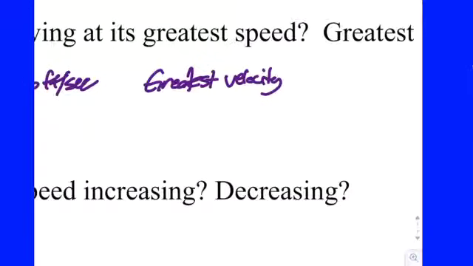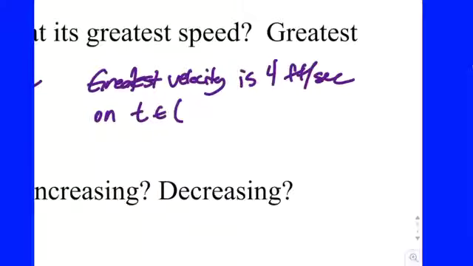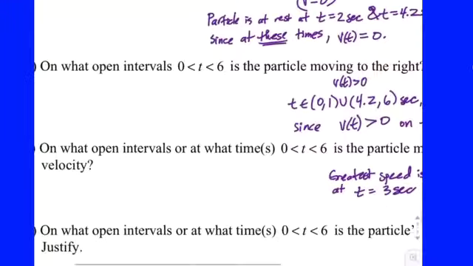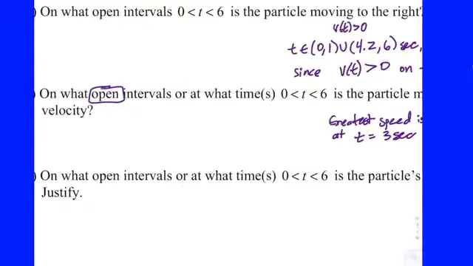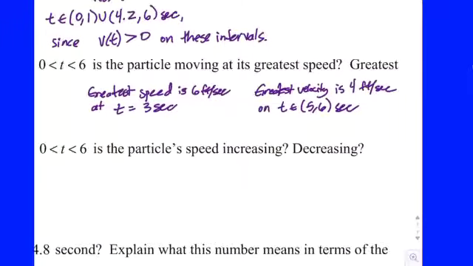So the greatest velocity is 4 feet per second on the interval t in (5, 6) seconds. Okay, so that's important right there, open intervals. Had that not been there, we would have had to include 0 and the right endpoint. All right, questions on that? Speed is farthest away on either side, and velocity.